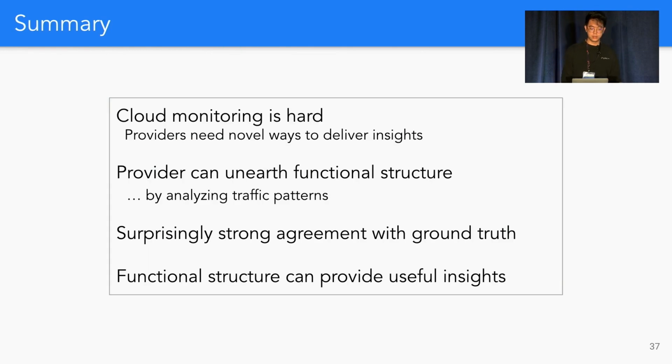In conclusion, we found that cloud monitoring is hard, and providers always try to find new ways to deliver their insight to their customers to help them manage their services. One way cloud providers can do this is to find the functional structure by analyzing the traffic pattern. Our experiments show that the functional structure has a strong agreement with the ground truth. We also show how the functional structure can be used to provide useful information to the customer.